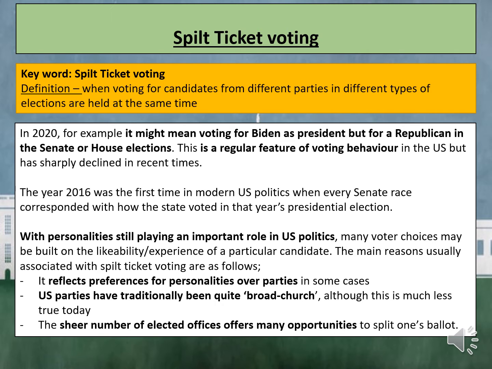The main reasons usually associated with split ticket voting are as follows. It reflects preferences for personalities over parties in some cases. US parties have traditionally been quite a broad church, although this is much less true today. The sheer number of elected officers offers many opportunities to split one's ballot.